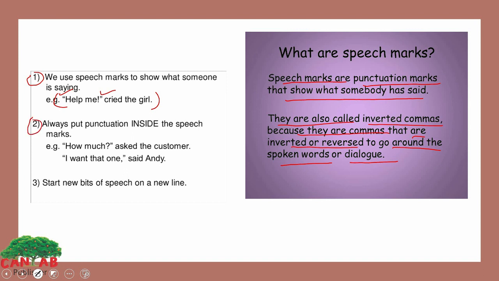Look at the second one. We always put punctuation inside the speech marks. Always remember that. We have discussed the question mark: this person is asking something, interrogating something. So you have to put the question mark within the speech marks here. "How much?" asked the customer. Here the customer is talking, saying something. "I want that one." And the other person said something too in return.